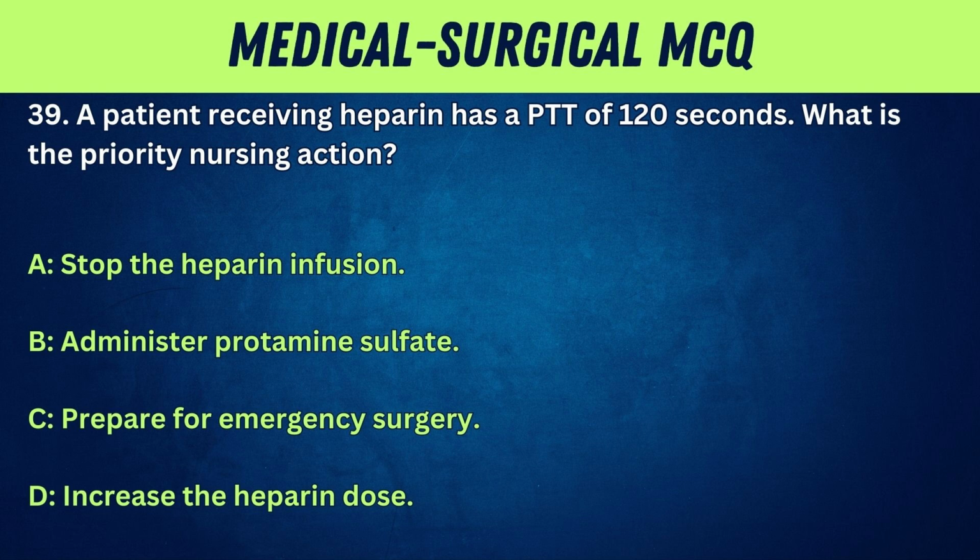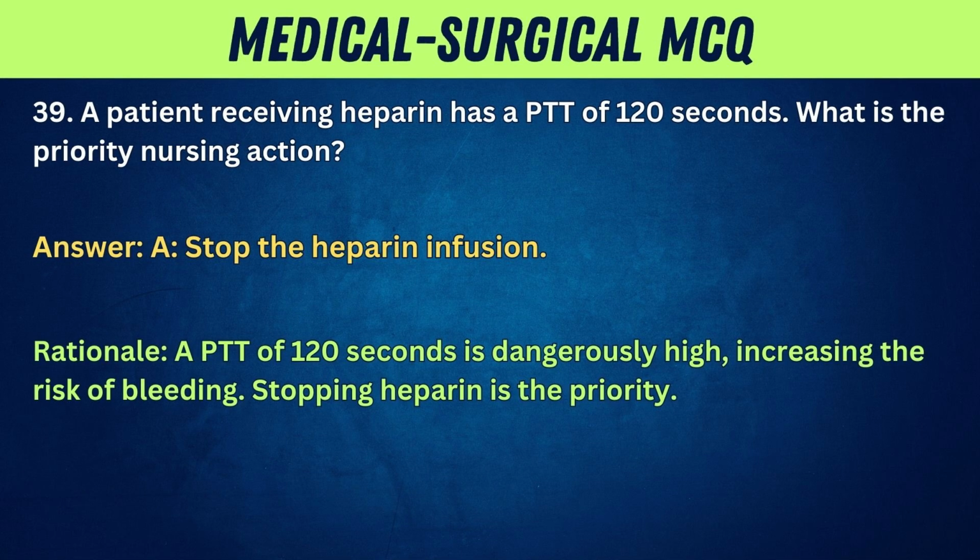39. A patient receiving heparin has a PTT of 120 seconds. What is the priority nursing action? A. Stop the heparin infusion. B. Administer protamine sulfate. C. Prepare for emergency surgery. D. Increase the heparin dose. Answer: A. Stop the heparin infusion. Rationale: A PTT of 120 seconds is dangerously high, increasing the risk of bleeding. Stopping heparin is the priority.